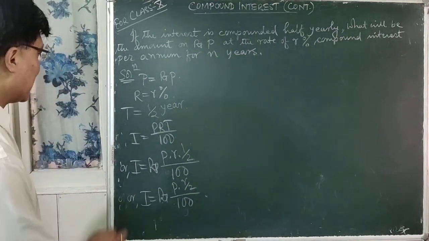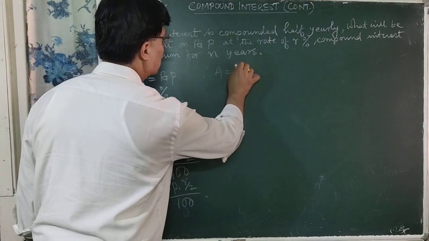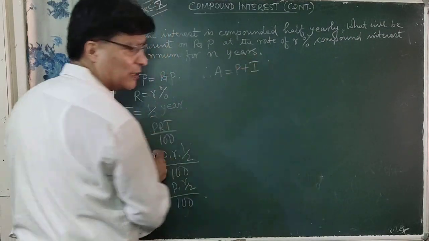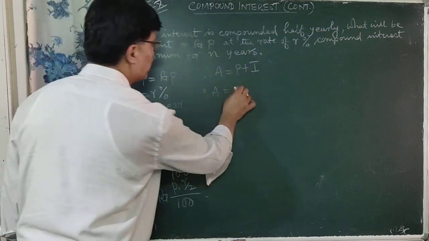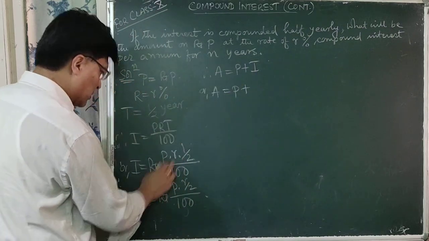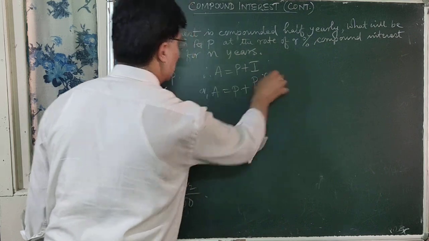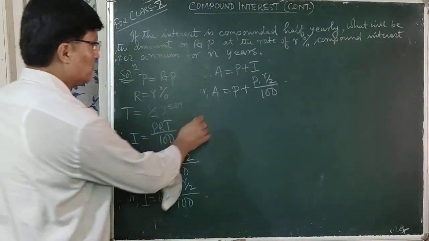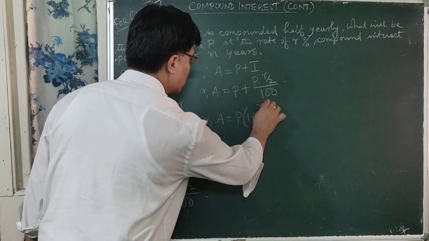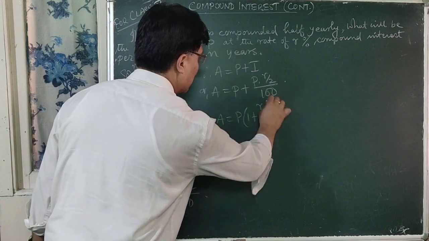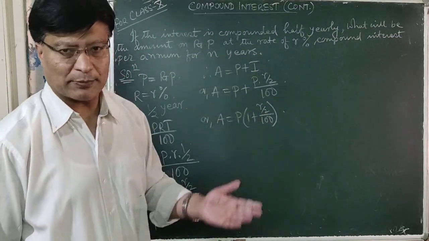Okay, now let us calculate its amount. So what is the amount now? Amount is equal to, formula is P plus I. What is the principal here? Small p, plus what is the interest here? It is P into R by 2 divided by 100. Or A is equal to P within bracket 1 plus R by 2 divided by 100. Right? So this is the amount after 6 months.